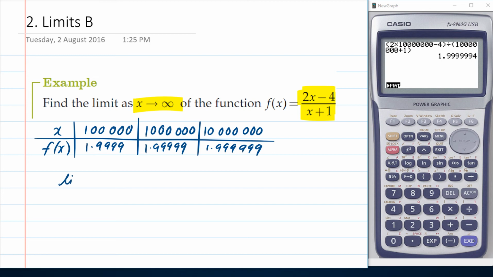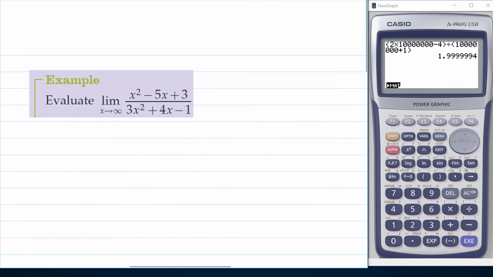And so we say that the limit as x tends to infinity of 2x minus 4 over x plus 1 is 2. And if you look a little bit more closely, it actually makes sense, because as these numbers for x get bigger and bigger, the plus 1 becomes less and less significant, and likewise the minus 4 becomes less and less significant. So really all that you're left with is 2x over x, which just simplifies to 2 anyway. Okay, let's have a look at our next example.